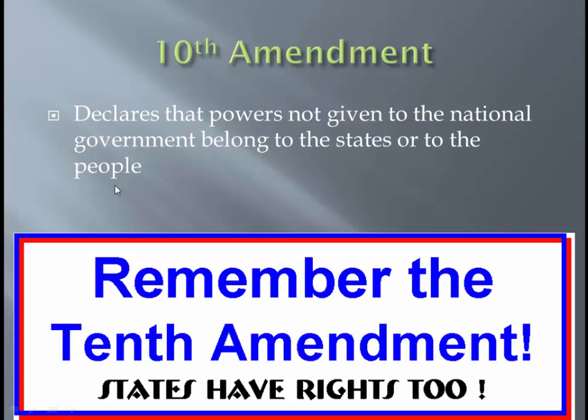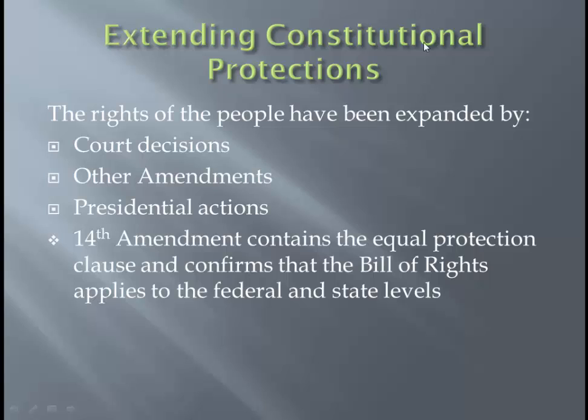And you fly through those 10, and pretty much that's your Bill of Rights, right? There are some extending constitutional protection. So there are things besides those first 10 amendments that we've done in this country to protect you. The rights of people have been expanded by the court's decisions. So courts have decided things that have protected people in greater ways. There are other amendments, which we'll go over, that gave other protections to people. Presidents have done some things that have enabled people to be protected more.